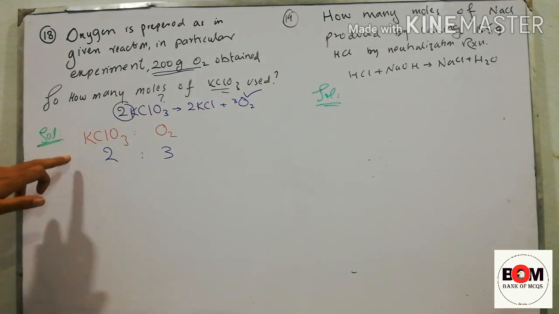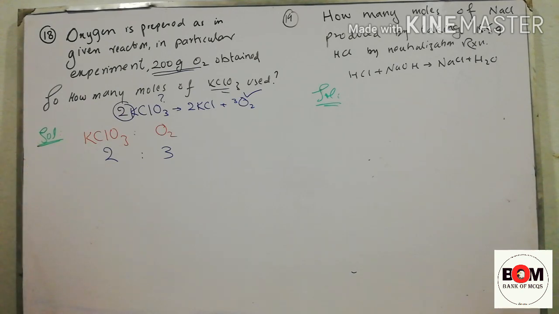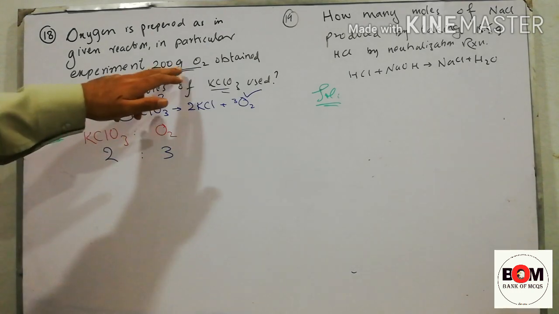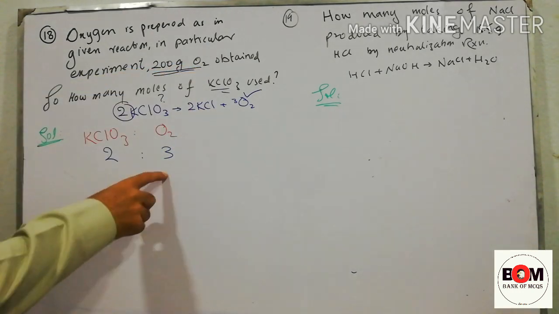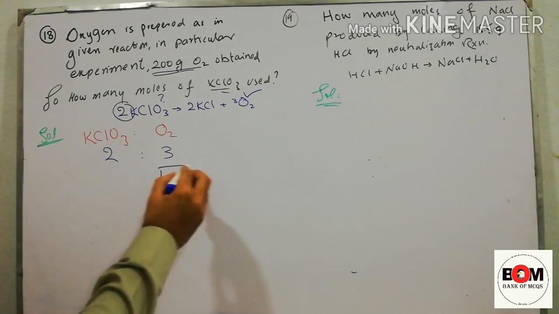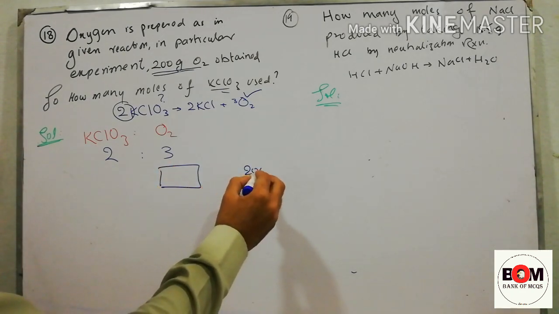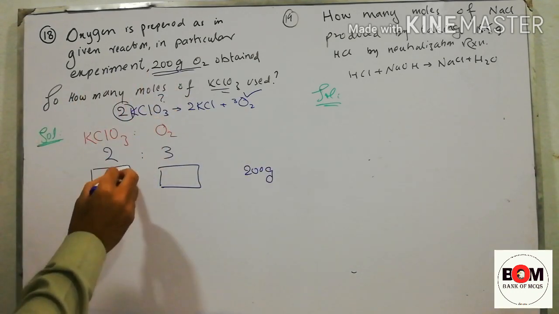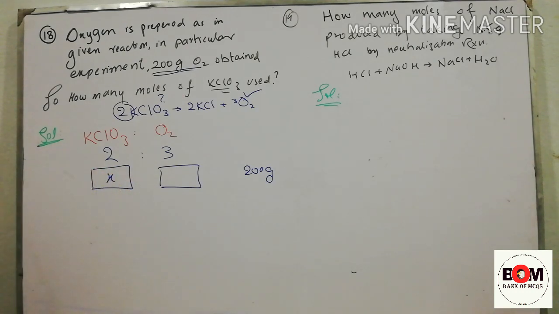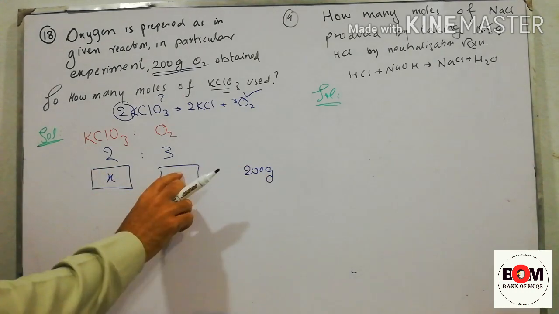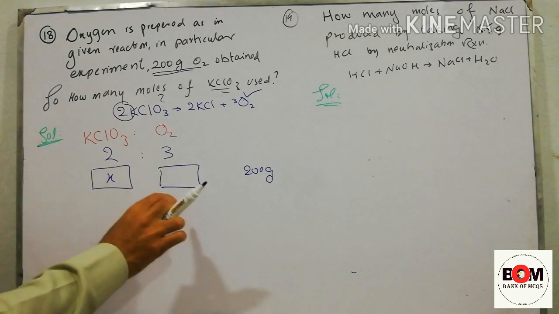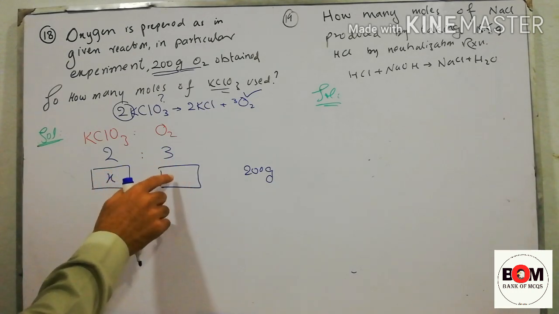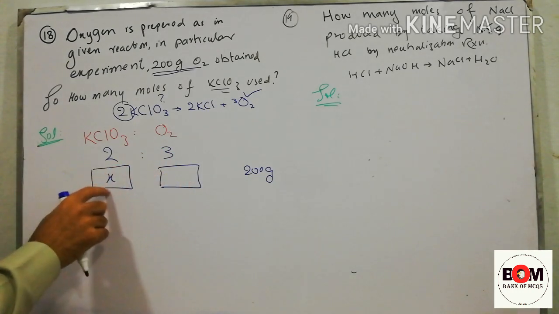This was the first step, this is the second step, and the third step is to put the given value and write the asked value. The given is 200 gram of oxygen, and we ask for moles of KClO3. This was the third step. I cannot put 200 gram in this place, because this is mole and this is asked for in mole. Only if we put a value in mole can we get the answer in mole.